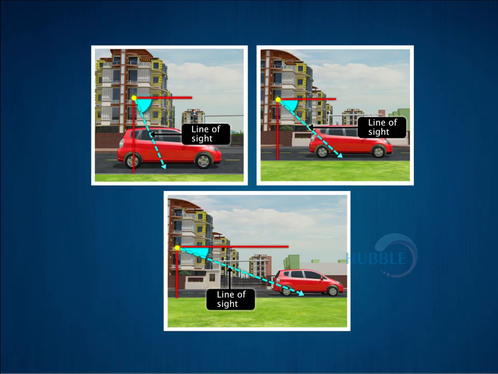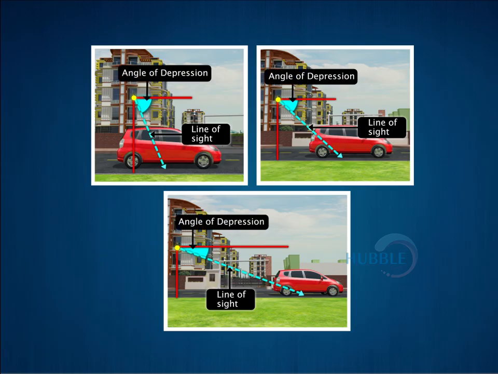Observe that an angle is formed by the line of sight with the horizontal line drawn from the point from where the observer is viewing the object. This angle is called the angle of depression of the point viewed and is formed when the object being viewed is below the horizontal level.